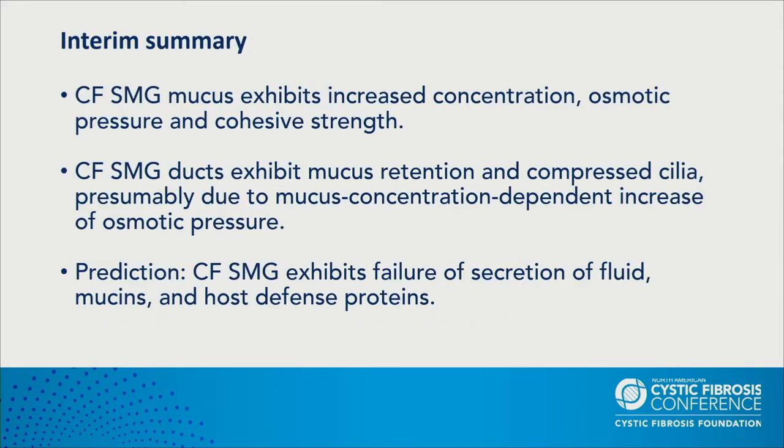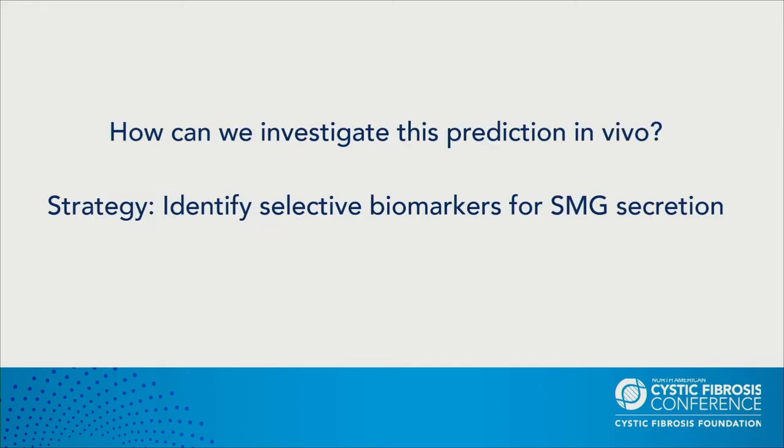Well, this is the interim summary. The CF gland mucus exhibits increased concentration, osmotic pressure, and cohesive strength. And the CF gland duct exhibits mucus retention and compressed cilia, presumably due to mucus concentration-dependent increase of osmotic pressure. And we predicted the CF gland exhibits failure of secretion of fluid, mucins, and host defense proteins. Then, how can we investigate this prediction in vivo? Our strategy was to identify a selective biomarker for glandular secretion.